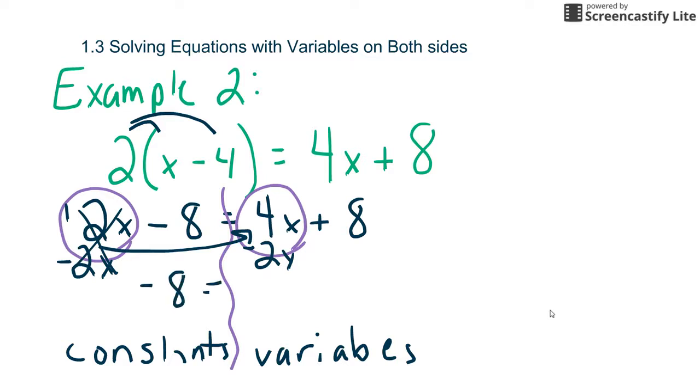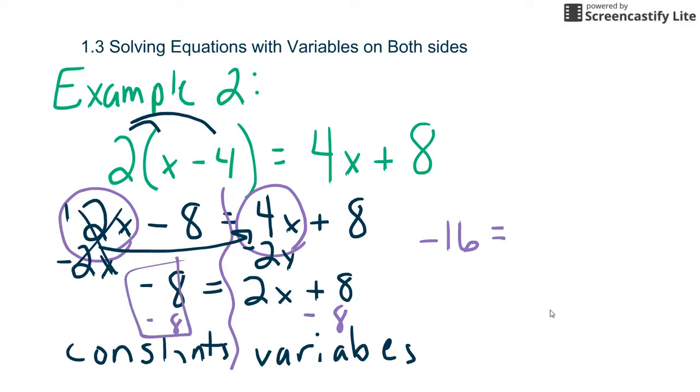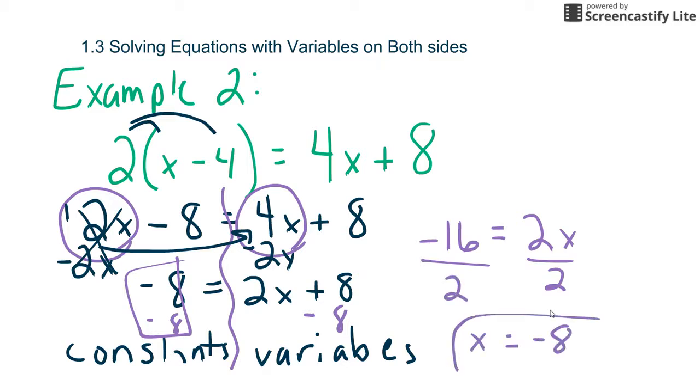Negative 8 equals 2x plus 8. And then it looks like normal now, because now we have our variables all together. So minus 8, I'm out of space again, so negative 16, because this is negative 16, equals 2x. Divide by 2, divide by 2, x equals negative 8.